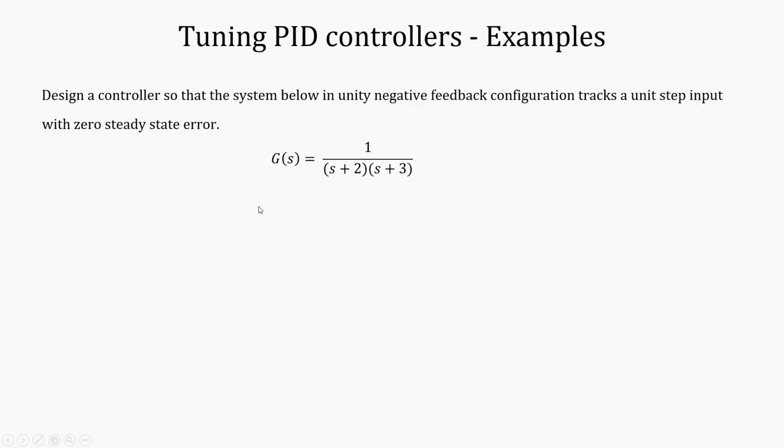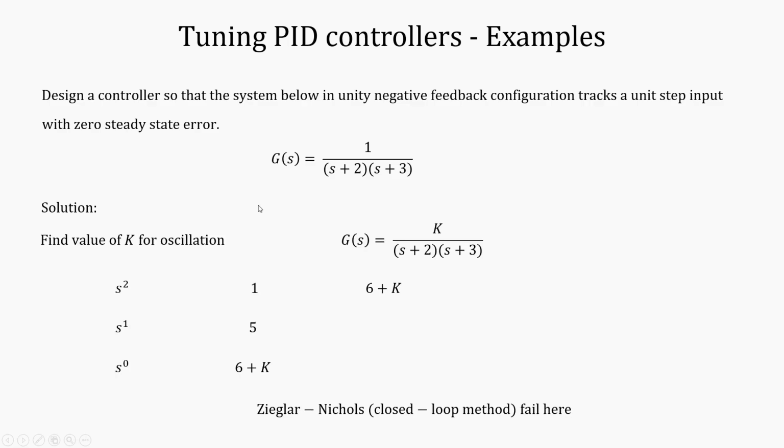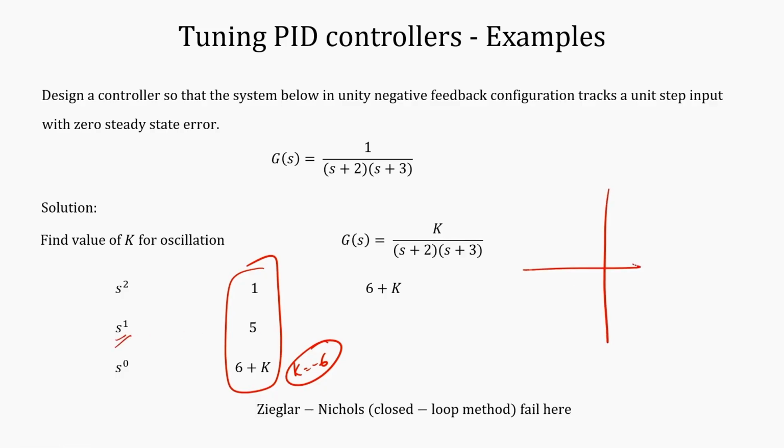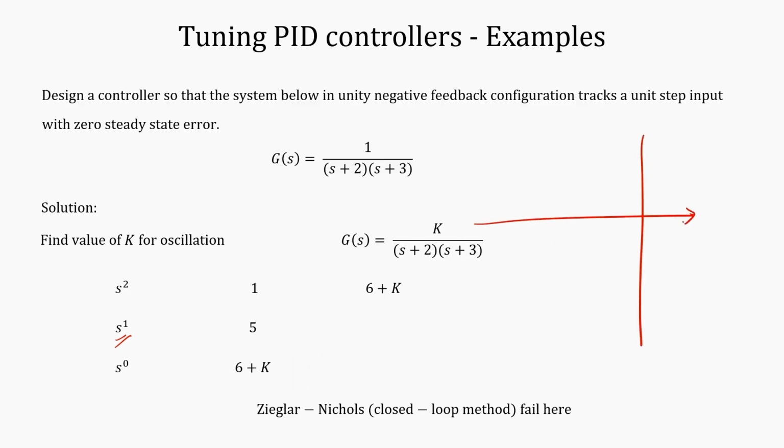So, now can I use the closed loop method that we have seen? If you go through the Routh's table, the Routh's table will look like this, and the only value at which you will have a root at the origin is when k equal to minus 6, and at that point the only root will be on the origin. So, in this case, if you go and draw the root locus for this, what will be the root locus like? This is at minus 2 and this is at minus 3. How will the root locus look?